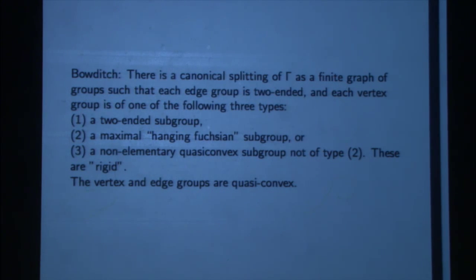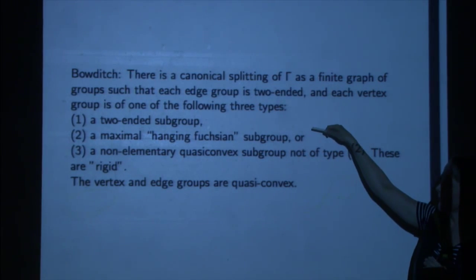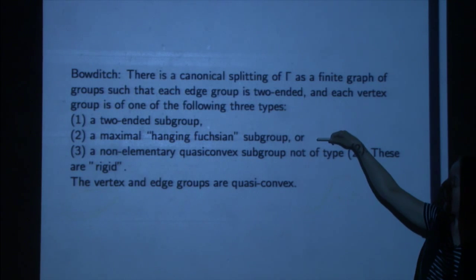So he proves there's a canonical splitting of gamma as a finite graph of groups such that each edge group is two-ended. So those are going to be exactly the virtually cyclic groups. I'm going to get this just from looking at the topology of the boundary, which in our world of Kleinian manifolds is look at the limit set. You can tell all this information from the limit set. You get a splitting of the group as a finite graph of groups along Z's, or virtual Z's. And the vertex groups are going to be either these two-ended subgroups, these Z's, like these annuli that you're cutting along, or a maximal hanging Fuchsian group.